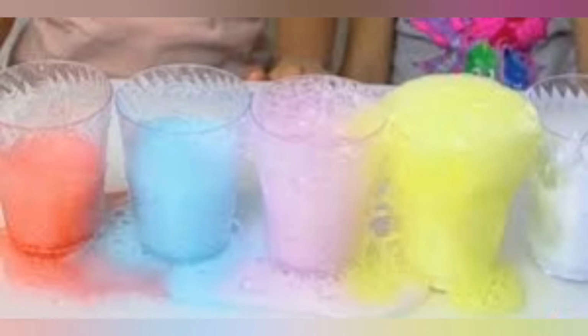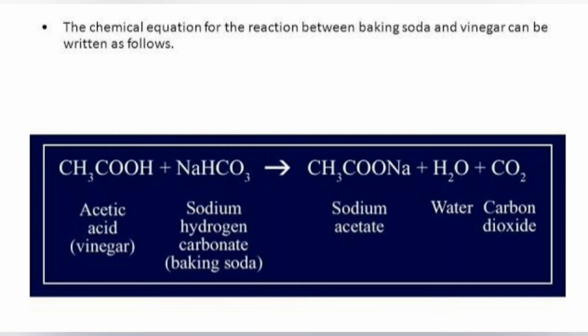The reaction can be represented in word equation as vinegar, that is acetic acid, plus baking soda, that is sodium hydrogen carbonate, gives carbon dioxide plus water plus sodium acetate. And the chemical equation is CH3COOH plus NaHCO3 gives CO2 plus H2O plus CH3COONa.